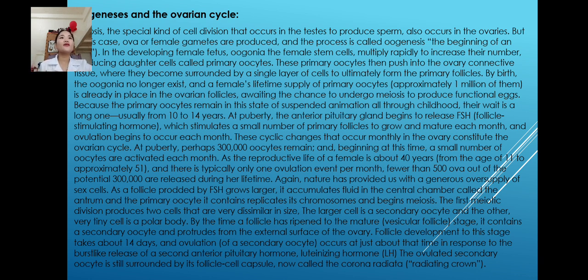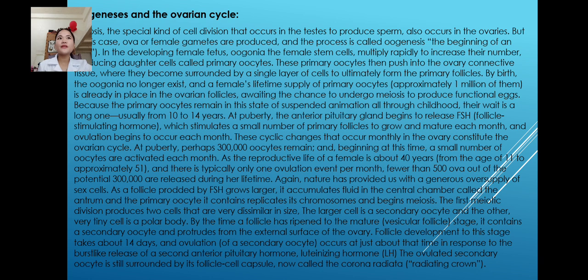By birth, the oogonia no longer exist, and the female's lifetime supply of primary oocytes, approximately 1 million of them, is already in place in the ovarian follicles, awaiting the chance to undergo meiosis to produce functional eggs. Because the primary oocytes remain in this state of suspended animation throughout childhood, their wait is a long one, usually from 10 to 14 years.